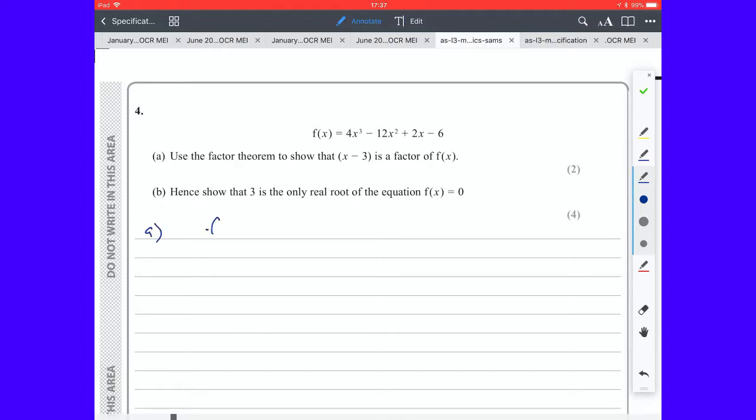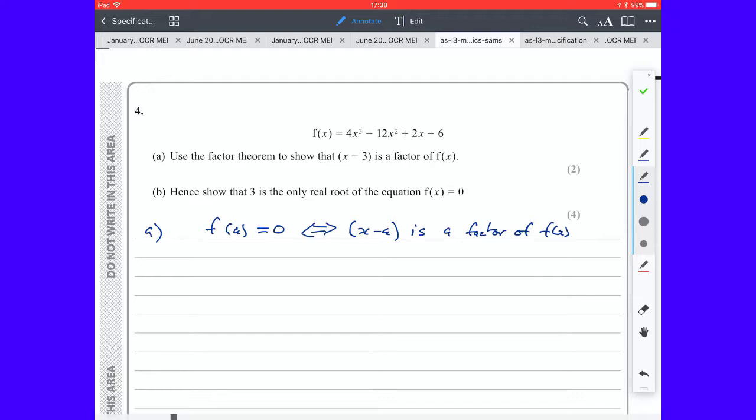Now the factor theorem says that if f of a is equal to 0, then x minus a is a factor of f(x). And it's a two-way implication. If x minus a is a factor of f(x), f(a) is also 0.